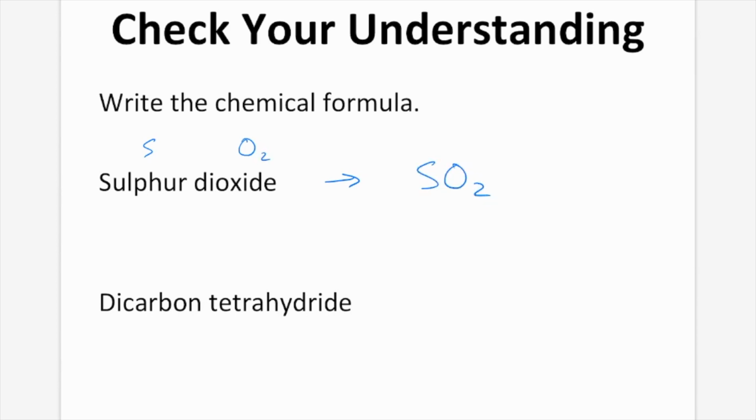Dicarbon tetrahydride. Carbon is C. There's a di in front of it, so 2. Tetra means 4, and hydride means hydrogen, so H4. So we're left with C2H4.